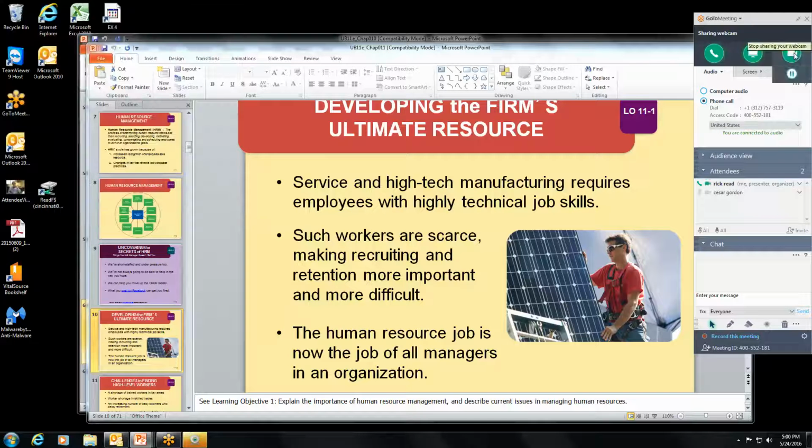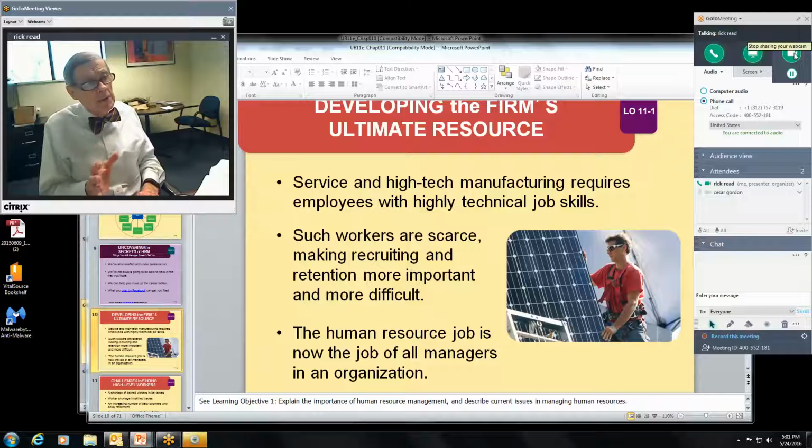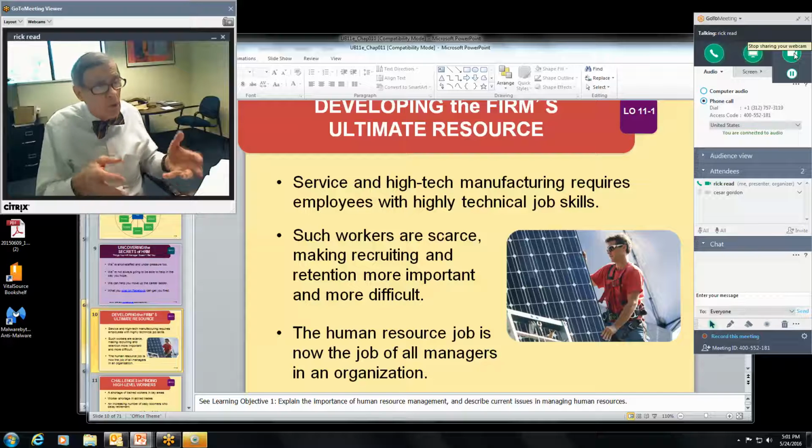They use this particular slide, says it a little differently than I do. It talks about developing the firm's ultimate resource. I don't use the word ultimate. I use the word important. I say that the employee, the human resource, is an organization's most important asset.